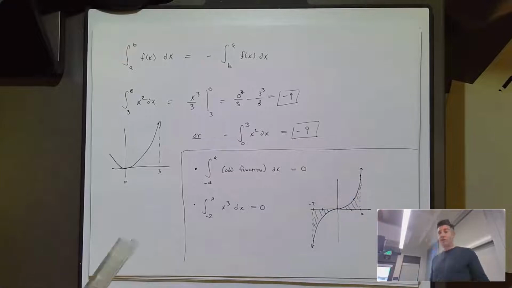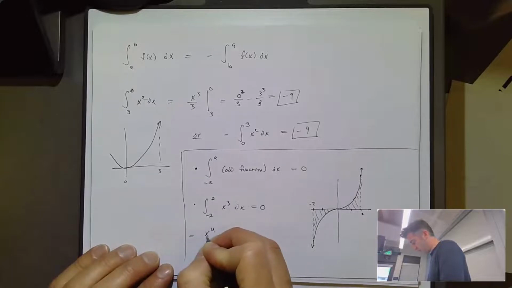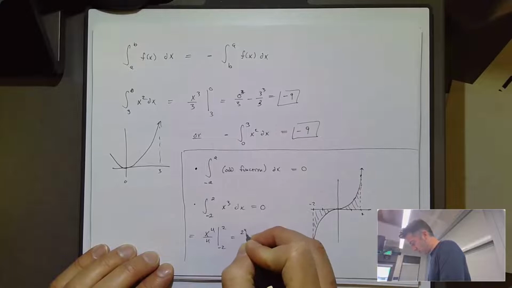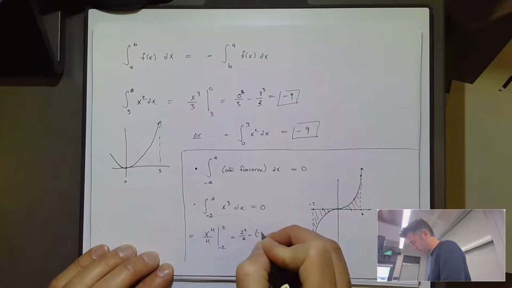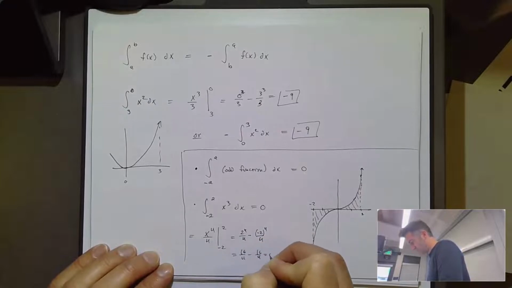You could also calculate it. You could say that's going to equal x to the 4th over 4 from -2 to 2, you're going to get 2 to the 4th over 4 minus -2 to the 4th over 4. But that's 16 over 4 minus 16 over 4, which is 0.